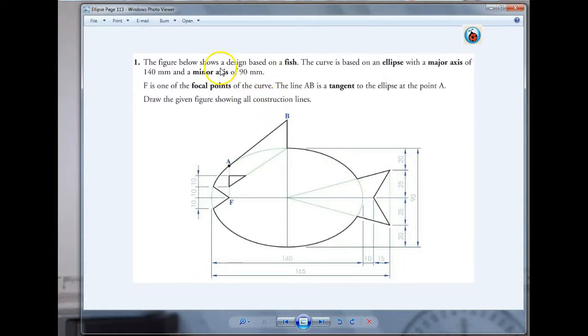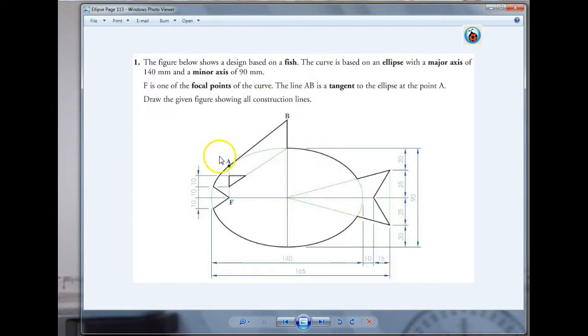So our figure today shows a design based on a fish. The curve is based on an ellipse with a major axis of 140 mil and it has a minor axis of 90 mil. F is one of the focal points of the curve. The line AB is a tangent to the ellipse at point A. Draw the given figure showing all construction lines.